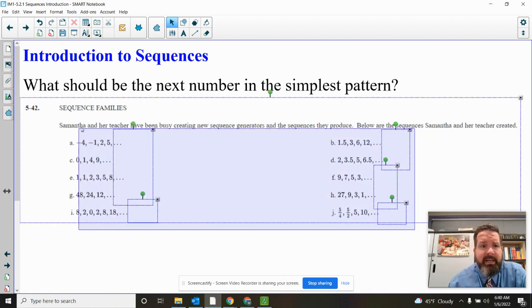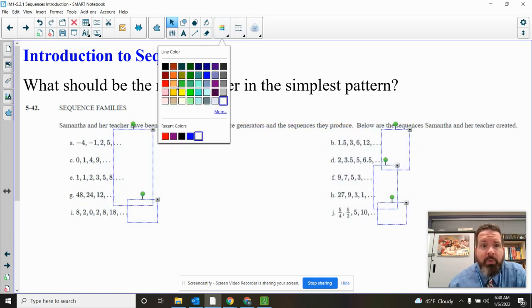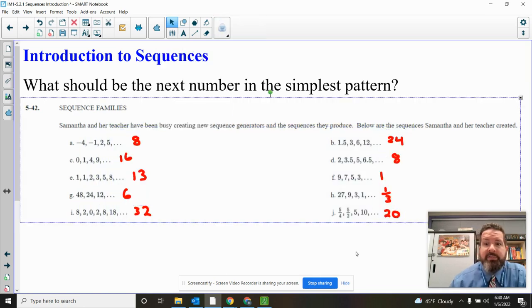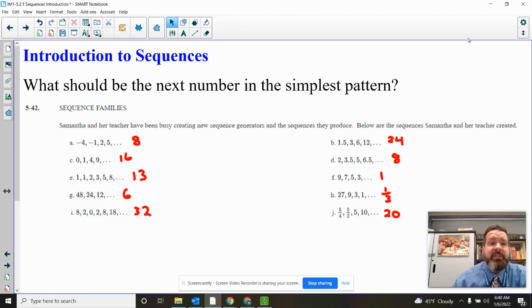Okay, I hope very much that you did that pause. I'm going to now share with you what I had for my next numbers in the sequence. Let's see how you match up. Here I had an 8, a 16, 13, 6, and 32. And then over here, a 24, an 8, a 1. Then this is the fraction 1/3, and then a 20. We'll talk in just a moment about where all those came from. So if you're not sure, that will be coming in just a moment.